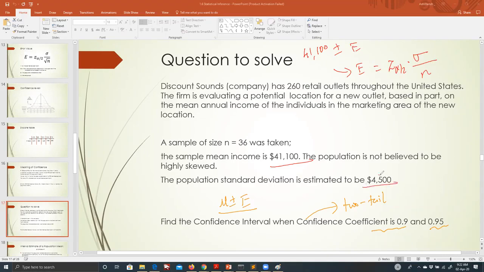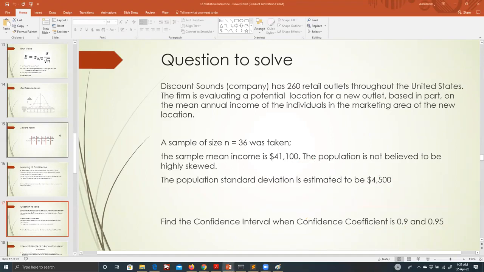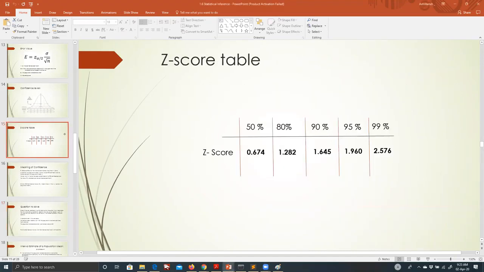Now standard deviation is given, so you just need to put the values in, and n is also given, right? Can someone tell me what the error value itself is? Let's say for 90%, how much was the z value that I already showed you? Careful, the z value is 1.645.